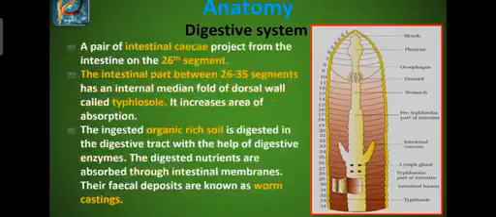Then a pair of intestinal caecae projects from the intestine on the 26th segment. You can see leaf-like structures coming out, the 2 leaf-like structures. So that is on the 26th segment, and those are called intestinal caecae. The intestinal part between the 26th and 35th segment has an internal median fold.